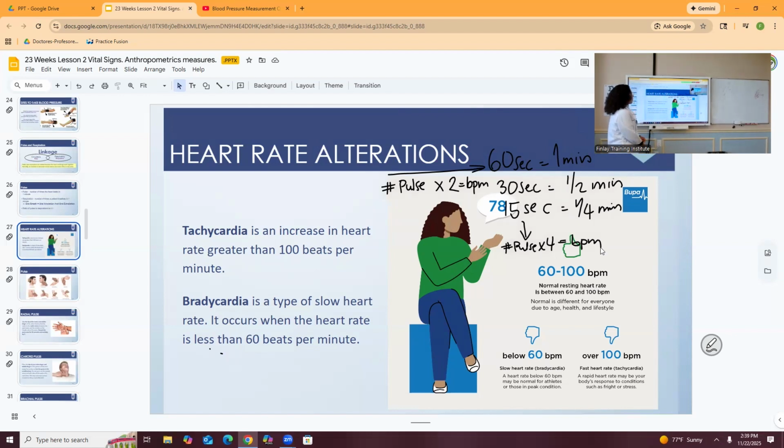The normal heart rate goes from 60 to 100 beats per minute. Anything below 60 and anything above 100 is going to be abnormal. Those abnormalities are: above 100, tachycardia, and below 60, bradycardia.